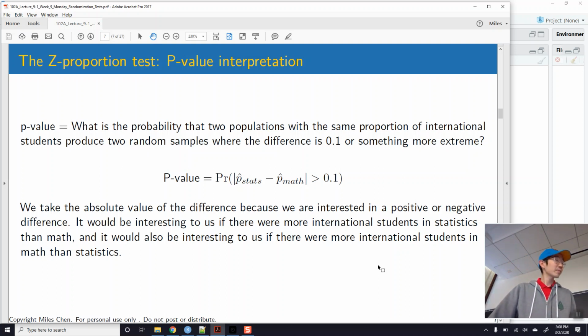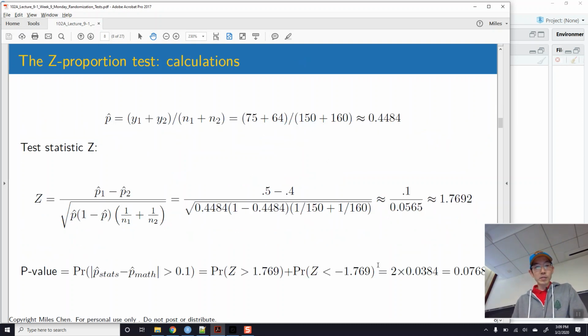And so we would be interested in either a positive or negative difference, and so this is how we would calculate the p-value. And so here's just some arithmetic. We're just plugging in some numbers and doing some computations. So we have (y1 + y2) / (n1 + n2). We get an overall proportion of around 45% international students in our sample.